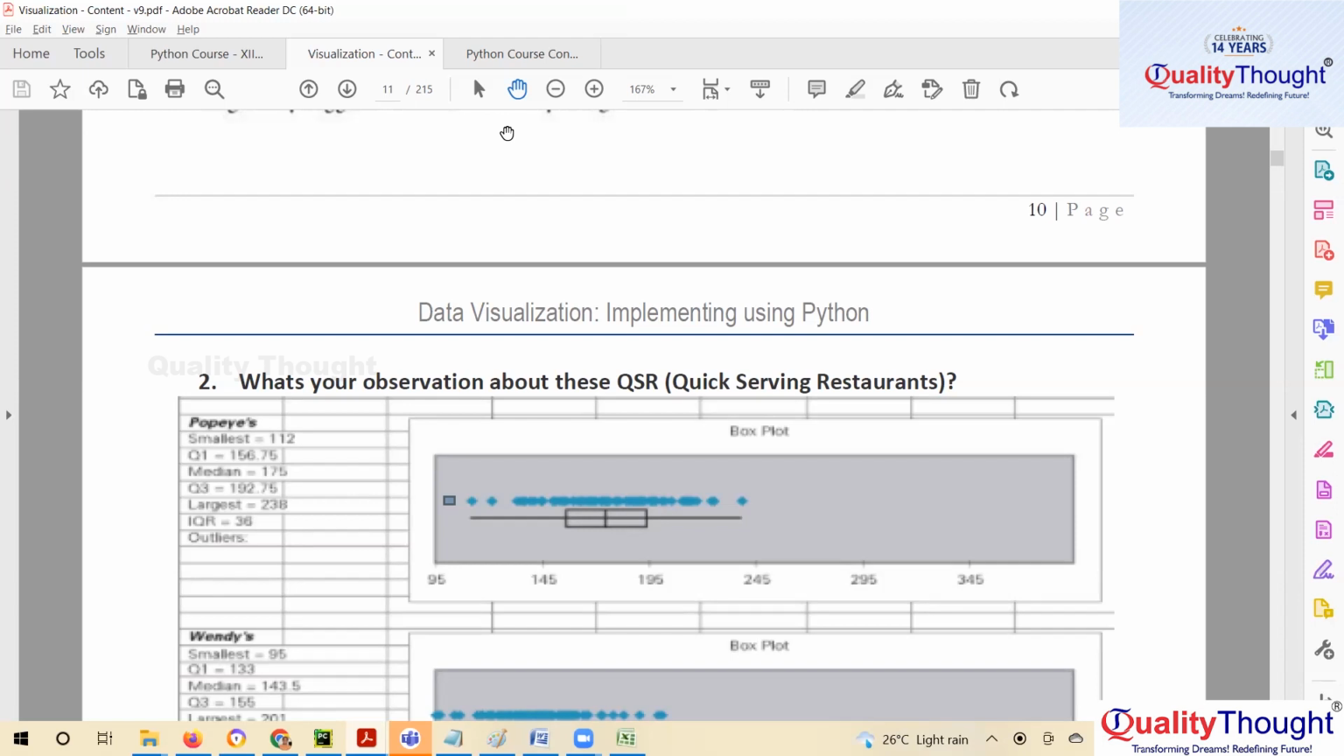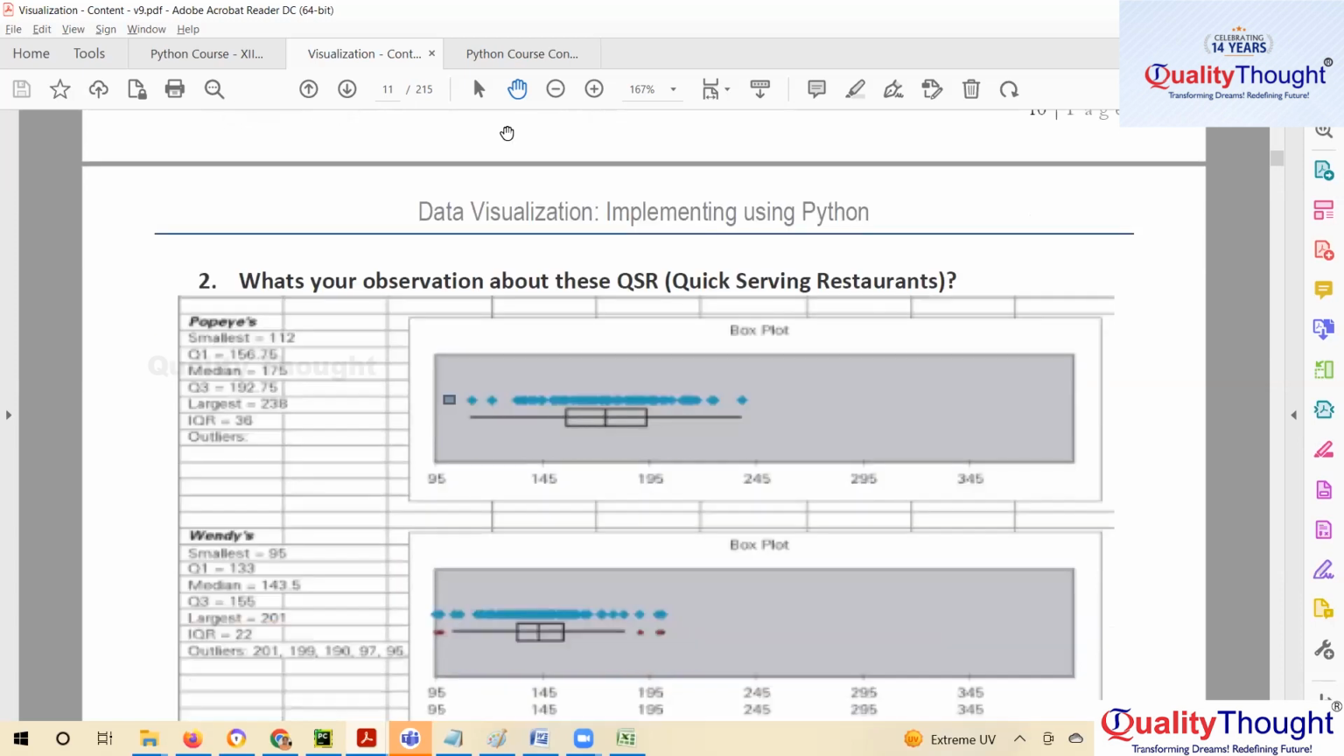This is not billing, right? Service time. Quick service restaurant. How much time they take to serve when you go and order? This is fast food. That's why you see seconds. Okay. Popeyes, Wendy's, McDonald's, these are all fast food centers. QSR.